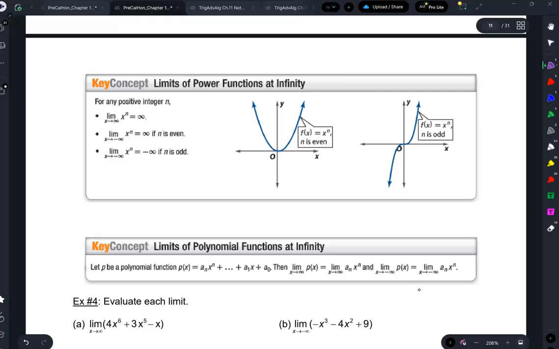Okay, so here we go. What about at infinity? Okay, so if you have x to the n, the limit as x approaches infinity will be infinity, right? Let's think about that. If x is infinitely large, like a trillion, to an exponent is even larger. So it's infinitely large.